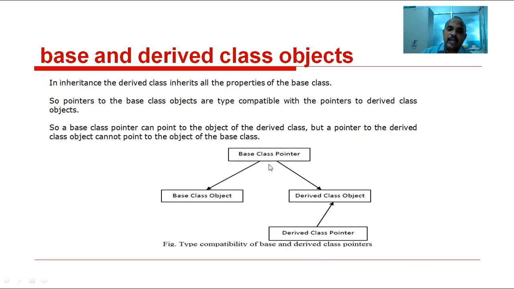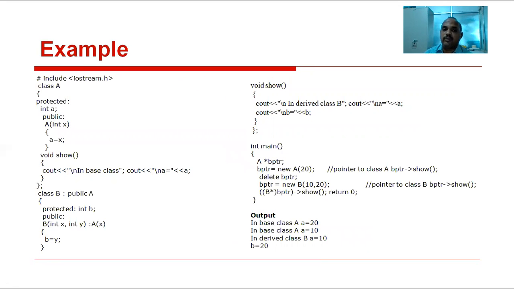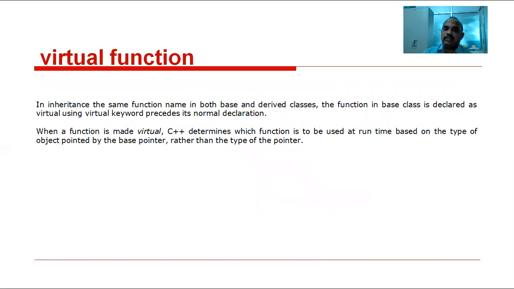So come here, see the diagram, all of you. This is a base class pointer, then base class object. So simply it can show the base class object. Then the base class pointer can show the derived class object. But a derived class object is shown by the derived class pointer only, but not the base class pointer. Remember, all of you. Clear? So then the next one, this is an example for base class objects. Okay. The next one is virtual functions.